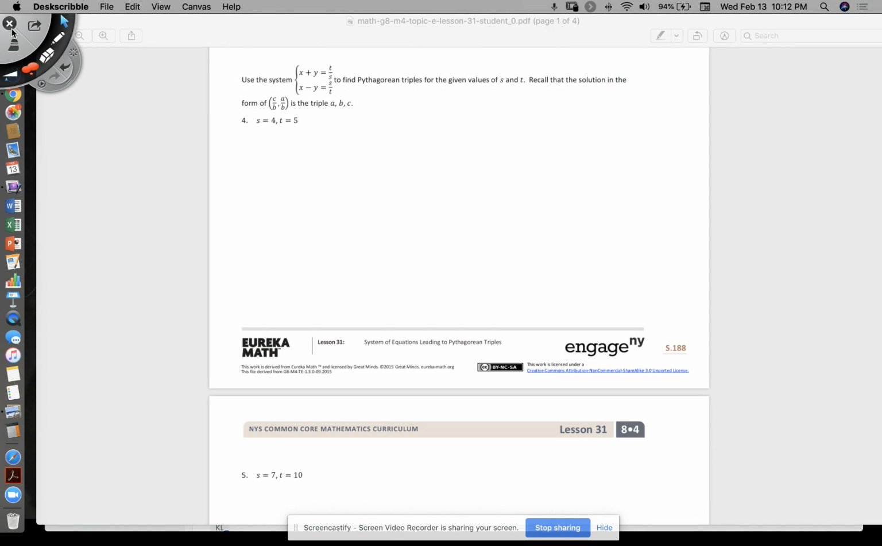Number 4 says, we're going to set up this system of equations that they have up here in the directions for you. We're going to plug in 4 for S, and we're going to plug in 5 for T. So let's create our systems of equations here. So I'm going to have x plus y equals 5 over 4, and x minus y equals 4 over 5. So there's my system. Now I can see right away that I could get rid of some y's, cancel those out, and I get 2x equals 5 fourths, and we just add these together, plus 4 fifths.